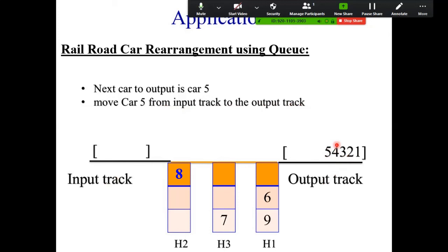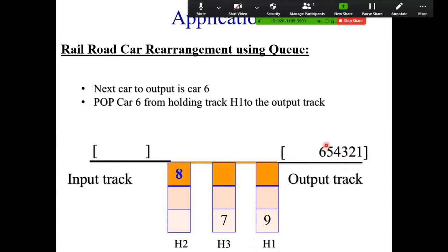Next car to be output is what? 6. Where is my car number 6? In holding track H1. I do the pop operation from this holding track H1 and I'm going to place this car number 6 into the output track. Right? Next car to be output is what? 7. It is sitting in what? Holding track H3. So what do I do? I take this car number 7 from holding track H3. I do the pop operation. Then I'm going to keep it in the output track.